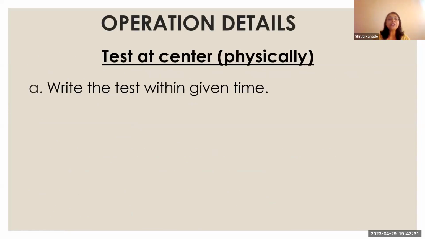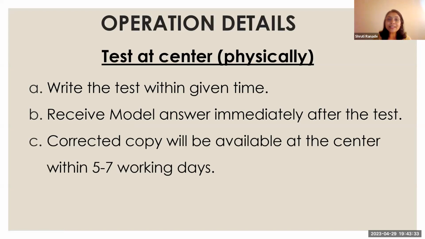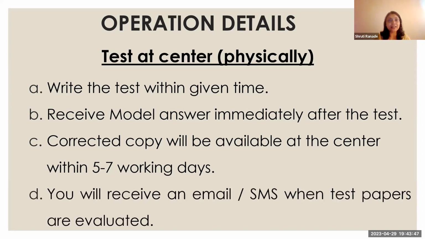Operation details. When the student comes to take the test at the center physically, he or she writes the test within the given time. As soon as the test gets over, he will receive the model answer, right? Corrected copies will be available at the center within 5 to 7 working days after he or she has taken the exam. You will receive an email and SMS when the test papers are evaluated. Once you receive this, the next day you can come to the center and collect your corrected copies.